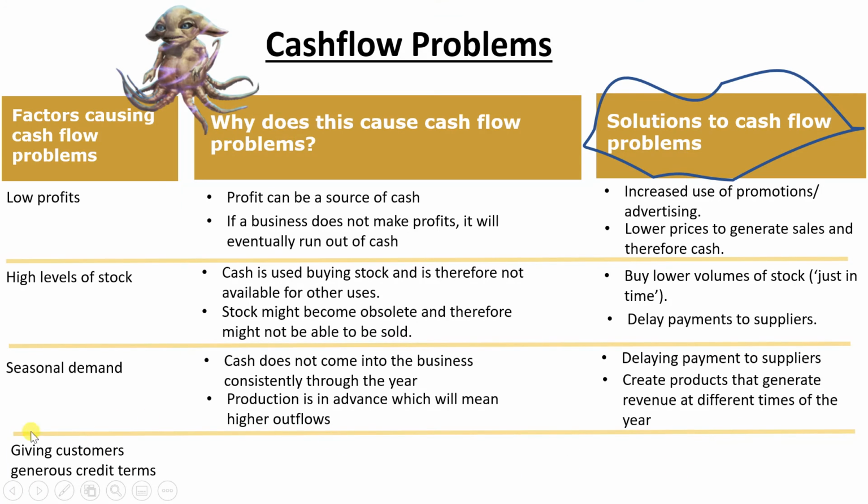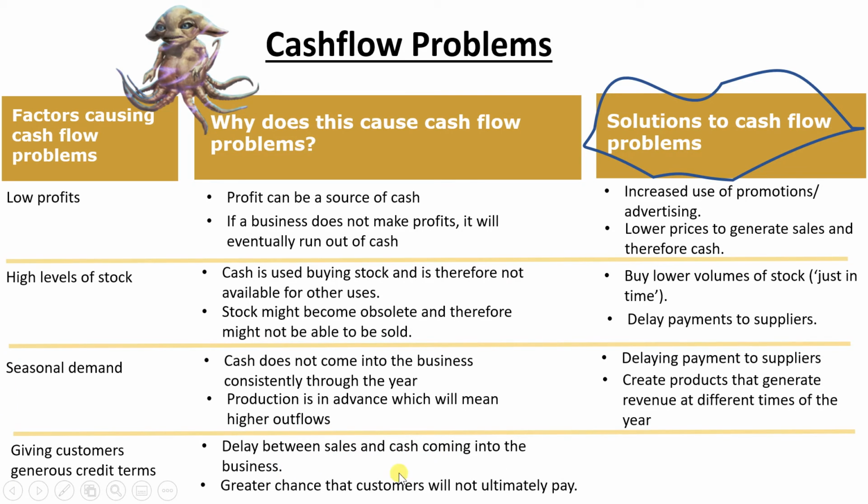The last problem to look at then is giving customers generous credit terms. That means things like buy the sofa now, ready for Christmas, and pay nothing for another 4 months. That's the kind of credit terms we're talking about. So why and how does this cause cash flow a problem? Well, the delay between the sales and the cash coming into the business is a problem. Remember, you've sold the sofa or whatever the item is, and you don't actually see any revenue in 4 months later. And you've got a greater chance that customers will not ultimately pay, because some customers might have their financial difficulties, so you end up not getting the revenue in the cash from the sale of the sofa, as the thing that we're using as an example.